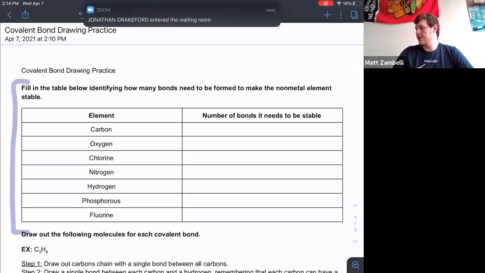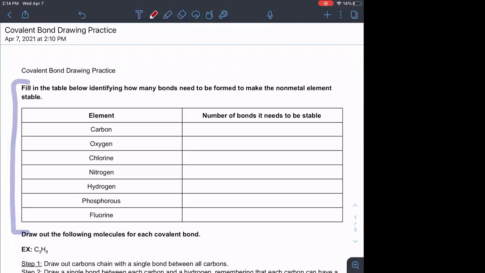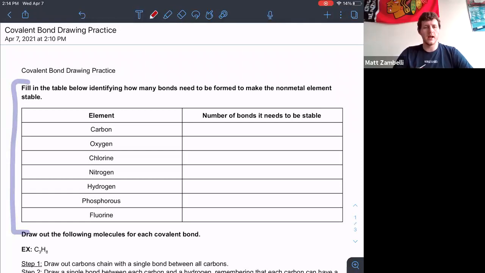All right, ladies and gentlemen, let's go ahead and start going through this top section. How many bonds does carbon need to form in order to become stable? What number did we decide? Do we remember?